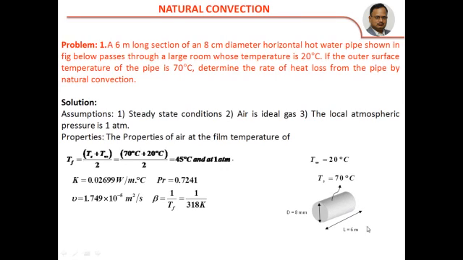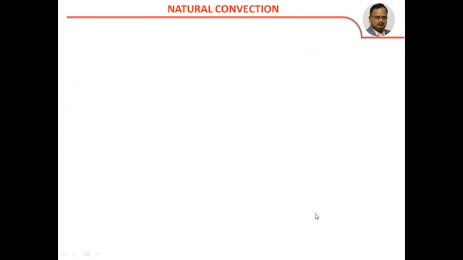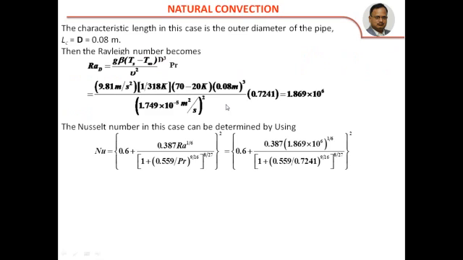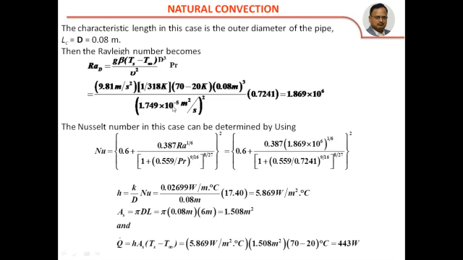Instead, if you keep the 6-meter pipe in vertical position, the characteristic dimension becomes the length or the height, which is equal to 6 meters instead of 8 centimeters, and therefore the Rayleigh number shoots up like anything and it becomes turbulent, and thereby the h value becomes very high and the rate of heat transfer is also very high. So that is the reason why in most of the power plants, the steam carrying pipes or hot oil pipes, when it is required to reduce the heat loss by means of natural convection, they are made to run in horizontal direction rather than in vertical direction.